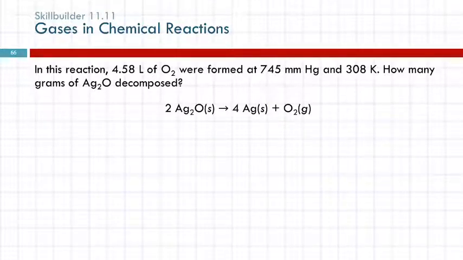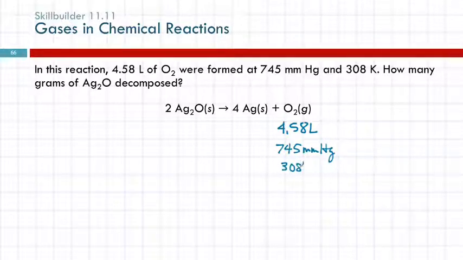So let's organize our information. 4.58 liters. Let's write that under oxygen, because it's 4.58 liters of oxygen were formed. Here's our pressure and here's our temperature. Let's write those down under the volume: 745 millimeters of mercury and 308 Kelvin. How many grams of Ag2O?